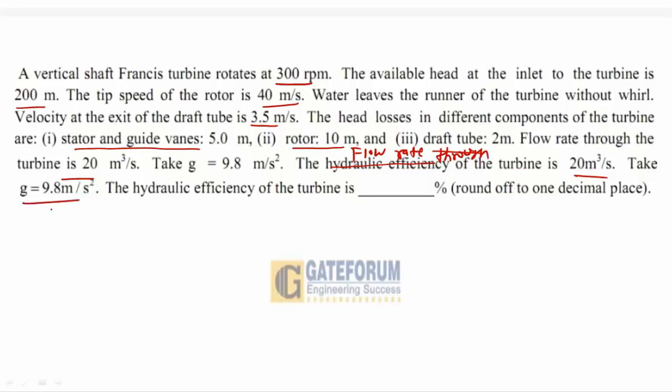Take G equal to 9.8 meter per second square. The hydraulic efficiency of the turbine is ... percentage. Round up to 1 decimal place.